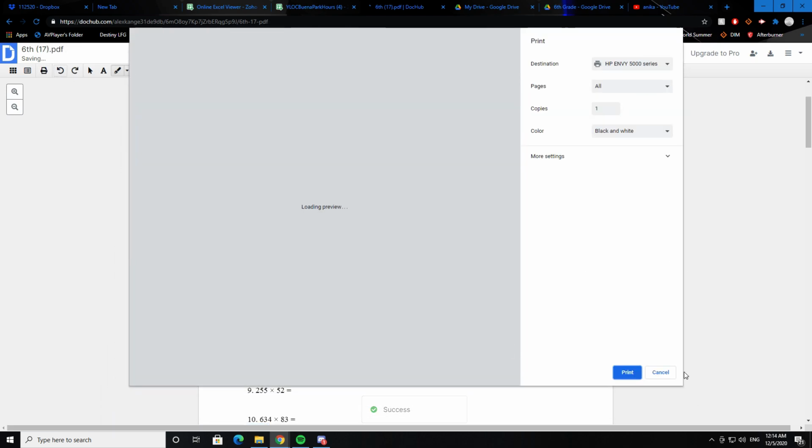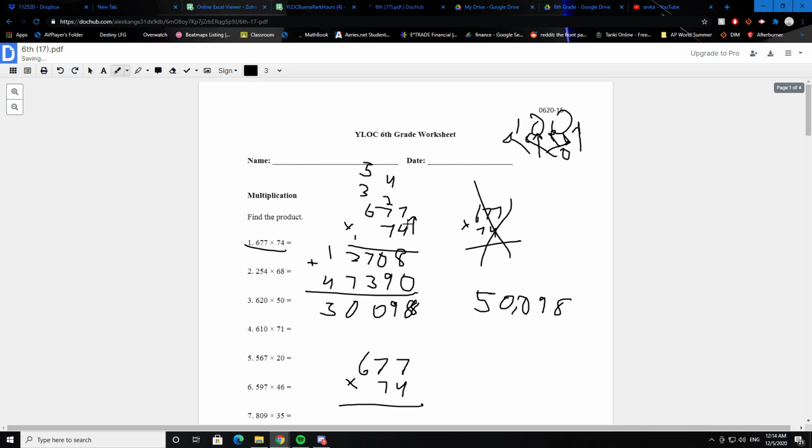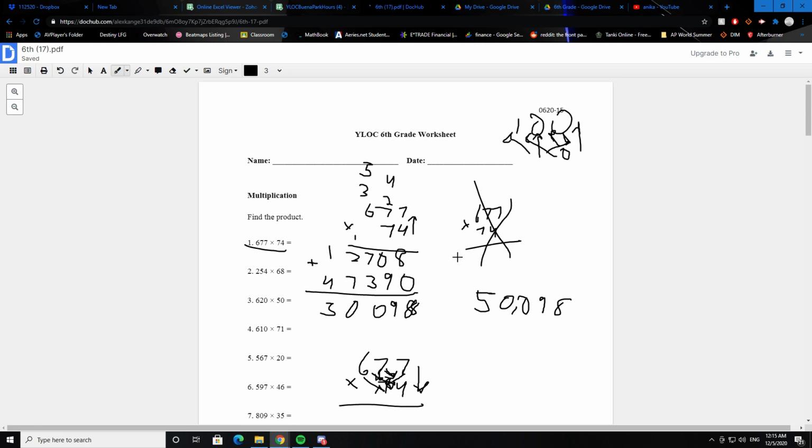When you do it, I already solved the problem, but you pretty much just go down: 7 times 4, and then down, and then down from 6 to 4, and then you move to the next number. So 7 times 7, and 6 times 7. So it will look like this. And I'll do one real quick.